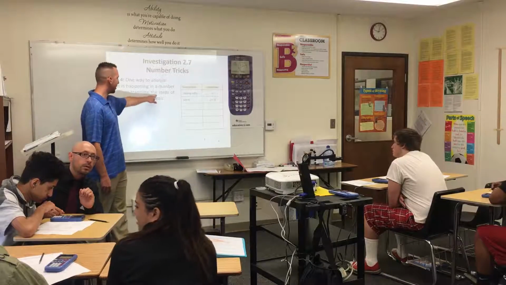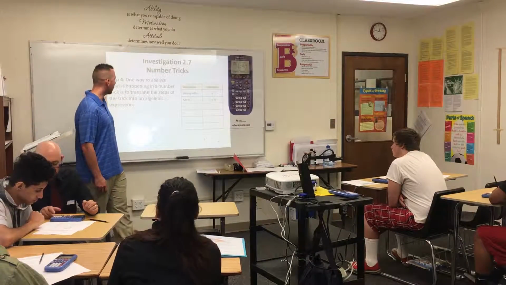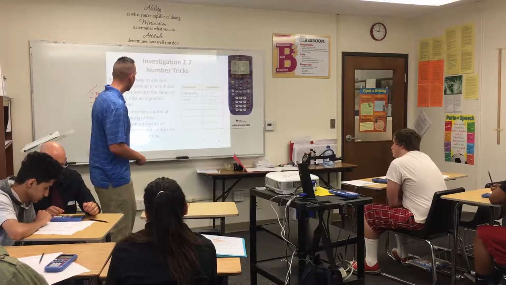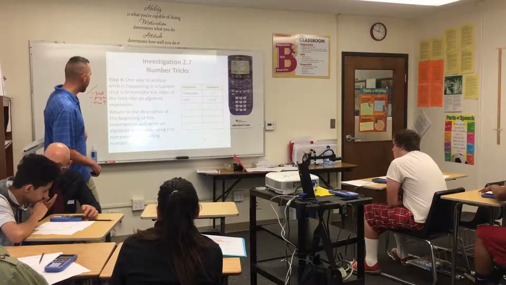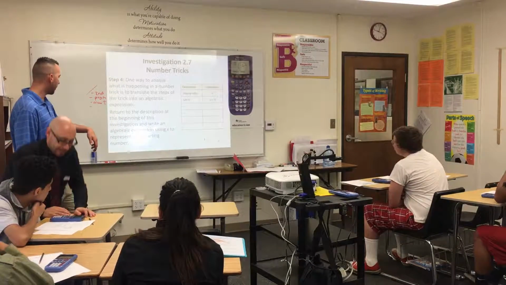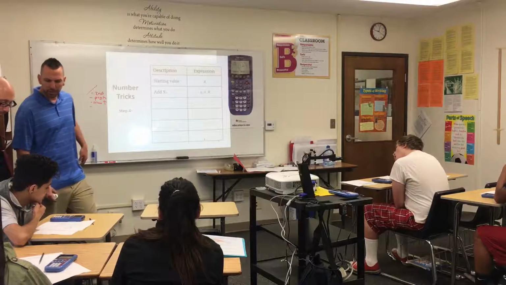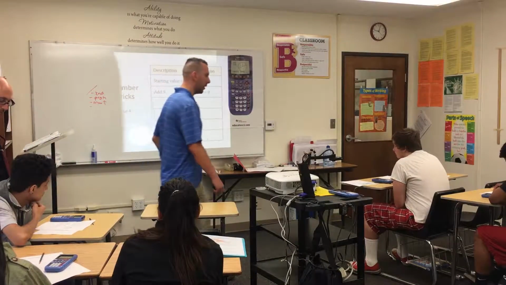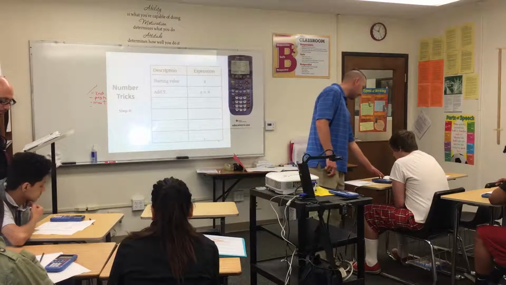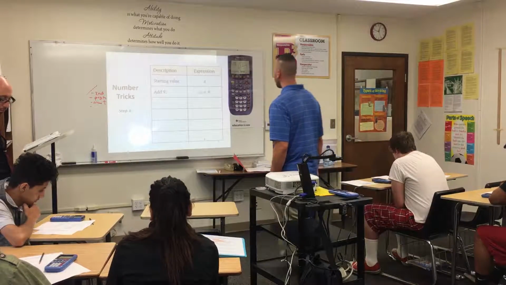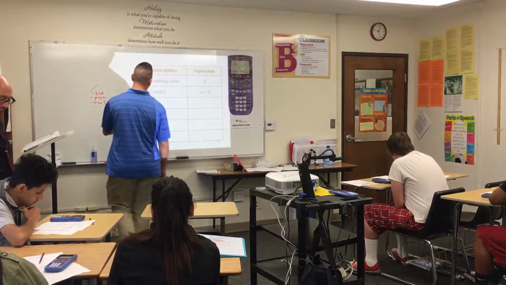One way to analyze what is happening in a number trick is to translate the steps of the trick into an algebraic expression. So we're going to return to the description at the beginning of this investigation and write an algebraic expression. We're moving down to the box in the bottom right. So we're on step number 4.